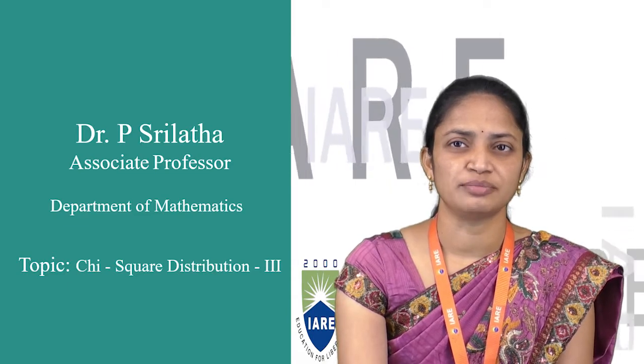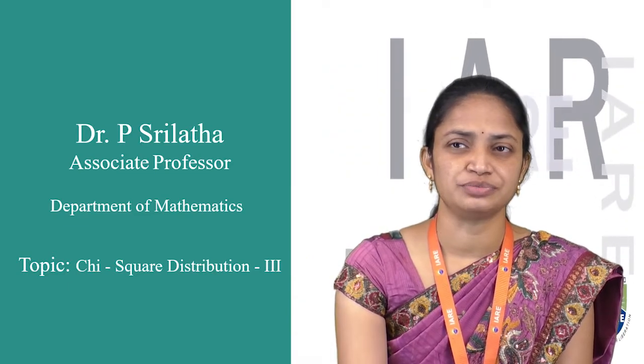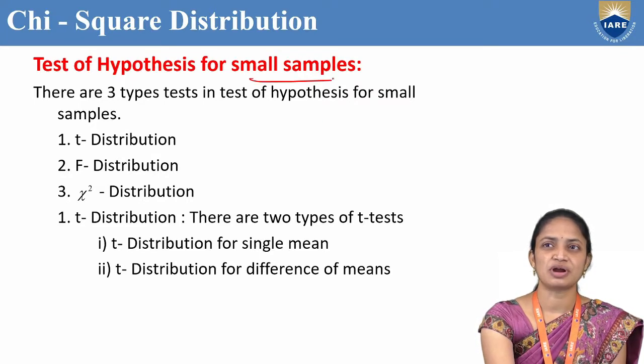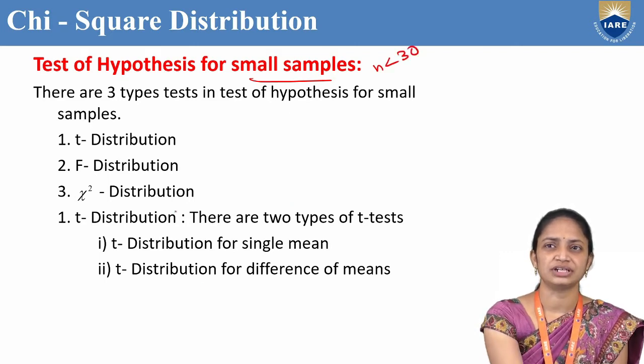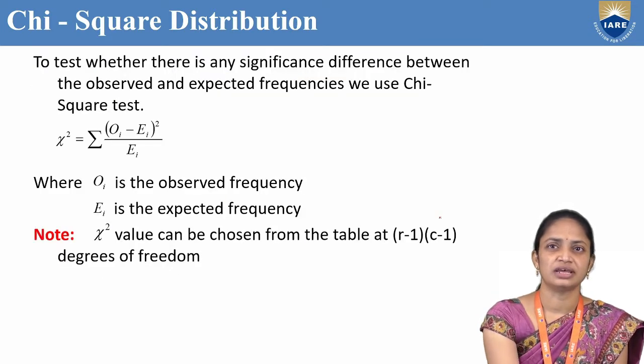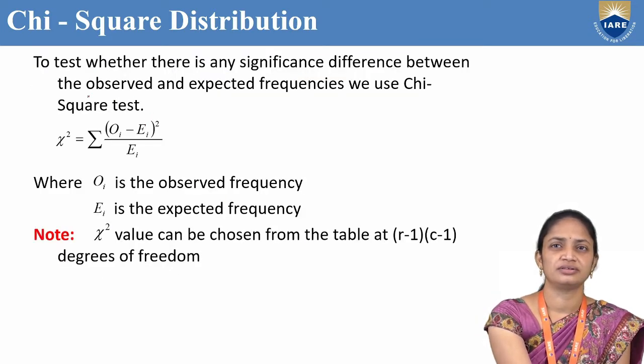In this session, I am going to discuss chi-square distribution, third method. Test of hypothesis for small samples. So what is a small sample? If n is less than 30, then we can say that it is a small sample. Actually, there are three types of small samples: T distribution, F distribution, and chi-square distribution. In T distribution, we have two methods. But in the chi-square distribution, the last method is to find the chi-square distribution.